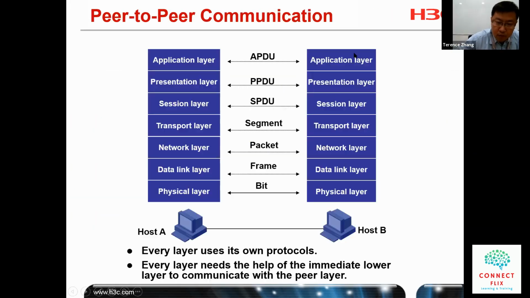On this picture, we could see 7 layers. They talk with each other on their level, on their layer, and the difference, besides the name of this packet, the name of this information are different. So what other thing can you find on this picture?